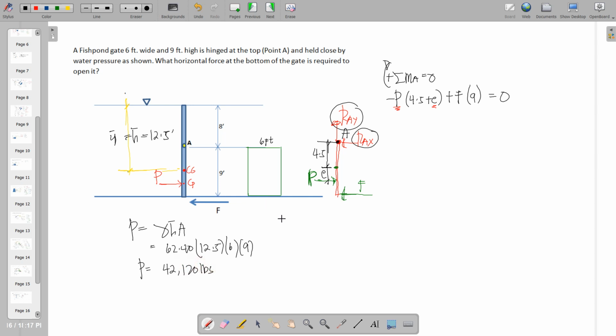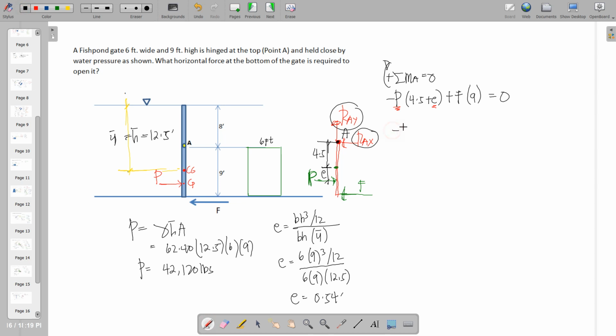And then we now proceed to E. Again, BH cube over 12 times A Y bar, area is base times height, times the computed Y bar. We simply substitute, and then the area 6 by 9, and then the Y bar, which is also H bar, 12.5. So therefore, E will be equal to 0.54 feet.